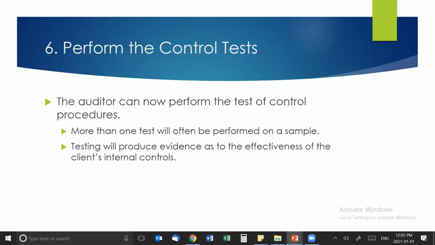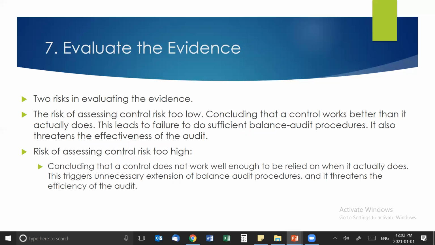And then number 6, now you're actually performing the control tests. Okay, that's when you're doing your inspection, recalculation, anything that you need to do to actually perform the test. And then the last thing you're doing is evaluating the evidence.